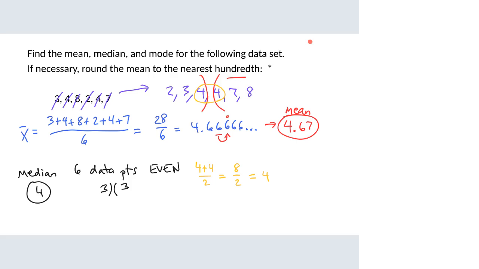Finally, the mode. We haven't done the mode for this yet. The mode is the one that occurs most often. There's 2 4s, so the mode here is going to be 4 also. Poll went great. Let me know if you have any questions on that. Definitely the type of question you can expect to see on a quiz or an exam.